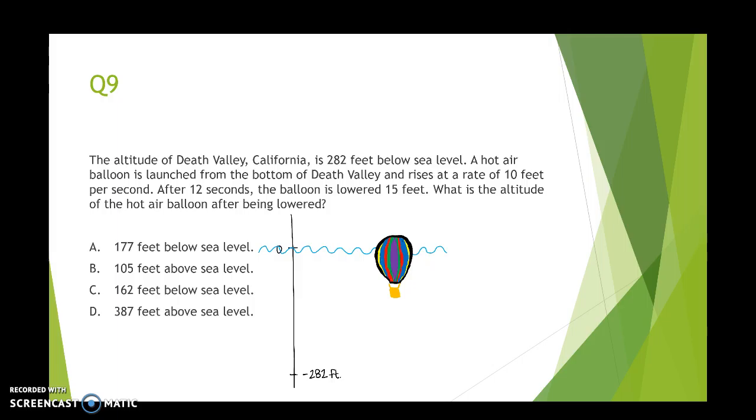So number 9, the altitude of Death Valley, California is 282 feet below sea level. A hot air balloon is launched from the bottom of Death Valley. I'm going to go ahead and circle this here. Okay, and it rises at a rate of 10 feet per second. So per means what? Multiply. So I'm going to make my note there. After 12 seconds, the balloon is lowered 15 feet. What is the altitude of the hot air balloon after being lowered?